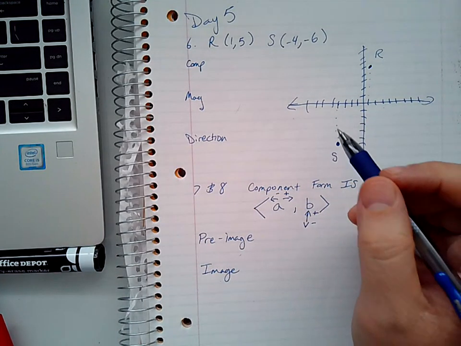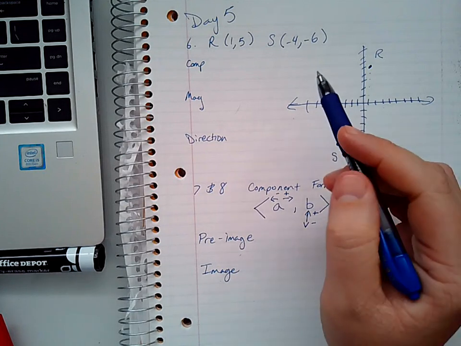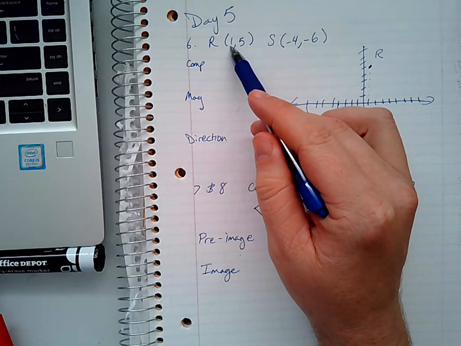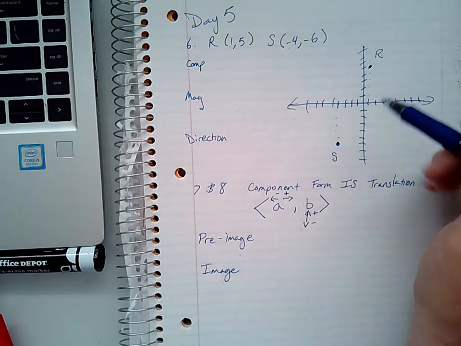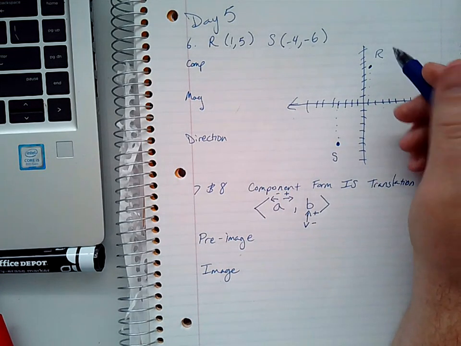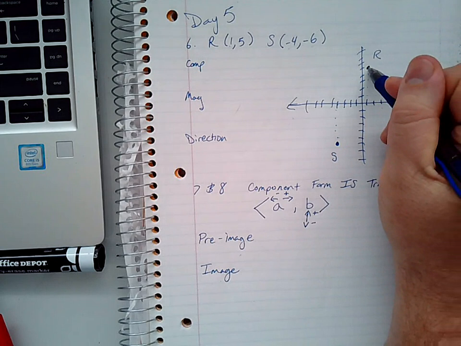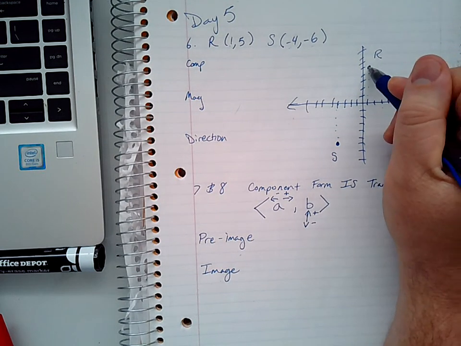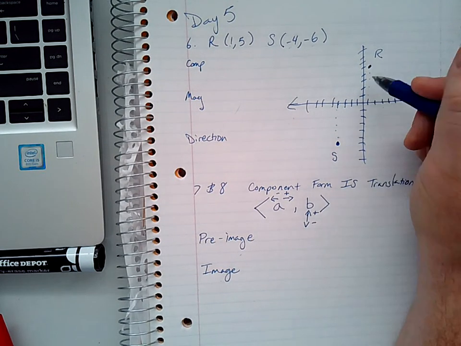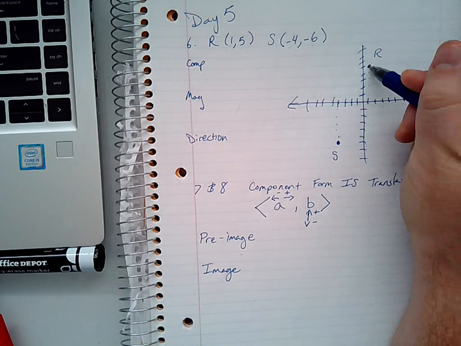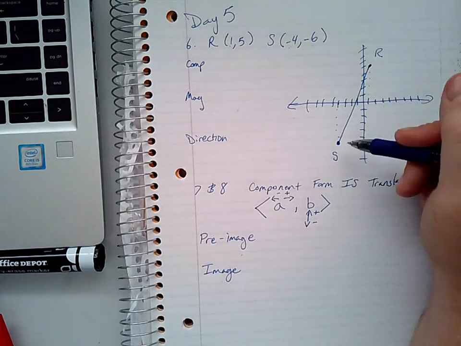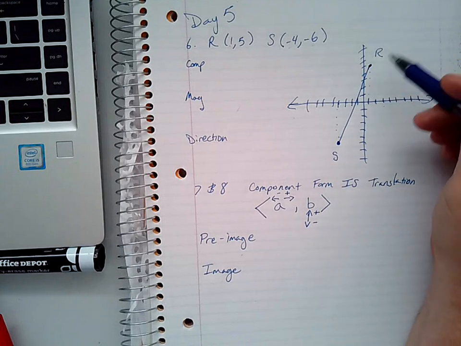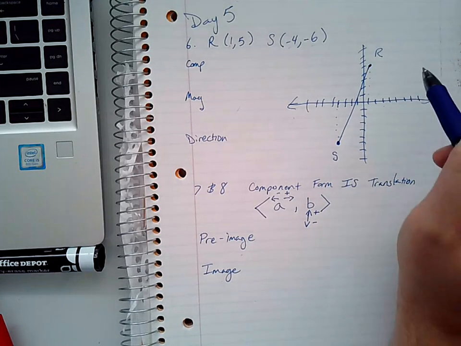All right, so component form is just the difference of our x values for our a and the difference of our y values for our b. And remember, you have a starting point and an ending point, and R, because it comes before S in the alphabet, is our starting point, and S is our ending point. So I plotted R, I plotted S, connect them with a line. That is what we're looking for. We're looking for that direction and that magnitude. Okay, but first let's find the component form.